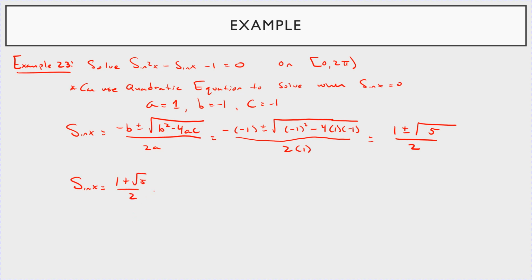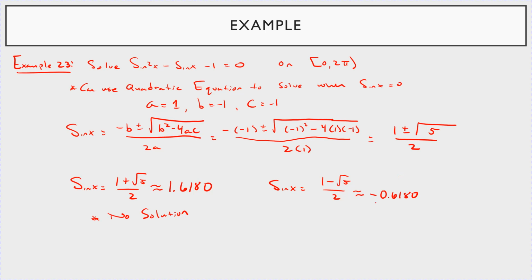And what is 1 plus the square root of 5 over 2? I'm just going to save us a little time here. This is roughly 1.6180. But sine can't be greater than 1, so no solution here. So the other possible solution is that sine of x is equal to 1 minus the square root of 5 over 2. Okay, so what is 1 minus the square root of 5 over 2? Again, to save a little bit of time, that's negative 0.6180.